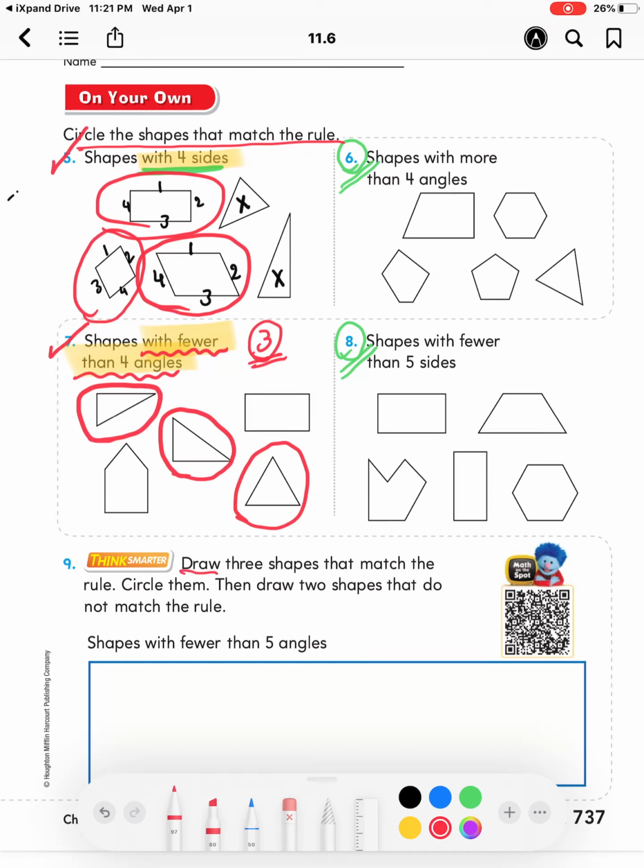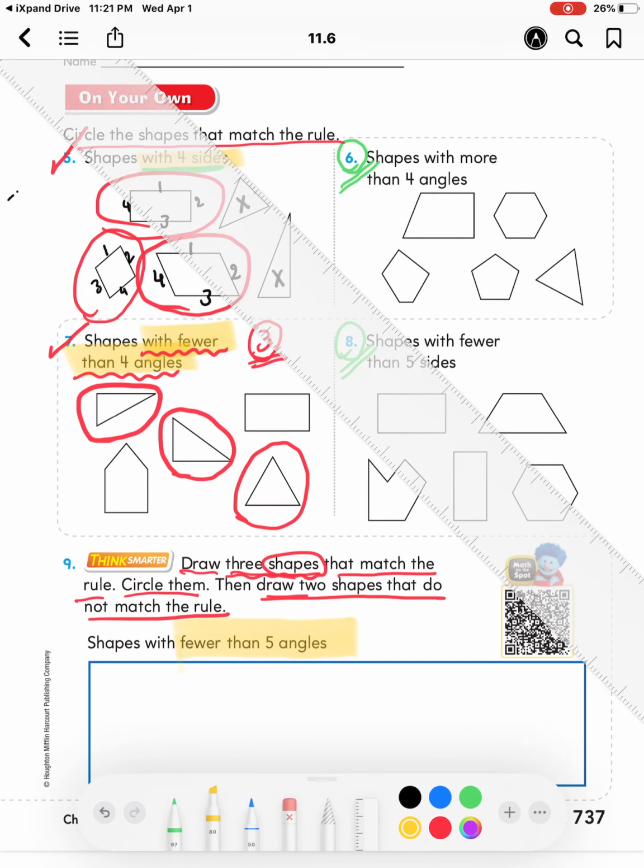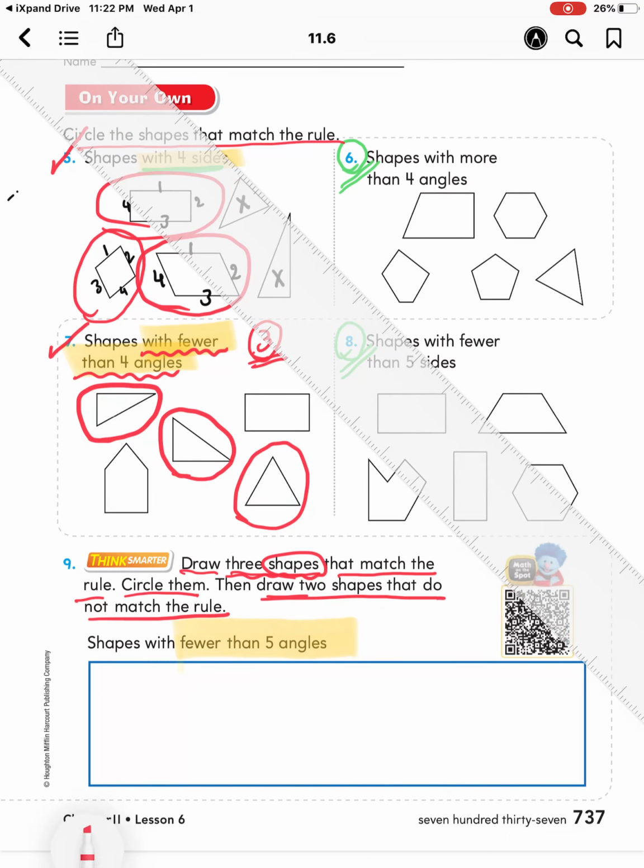The question says draw three shapes that match the rule. Circle them. Then draw two shapes that do not match the rule. And what is the rule here? I want you to highlight the keyword: shapes fewer than 5 angles. Let's take our ruler and do it together.